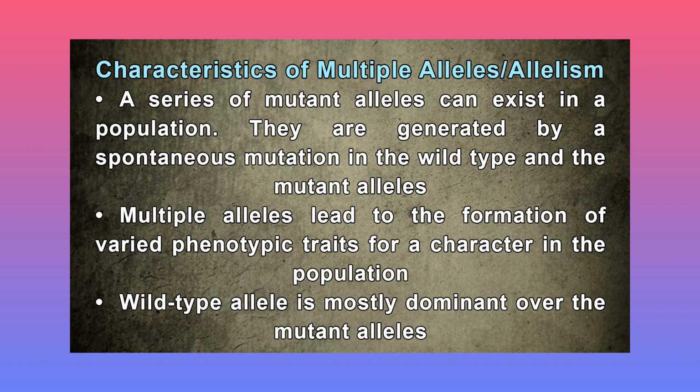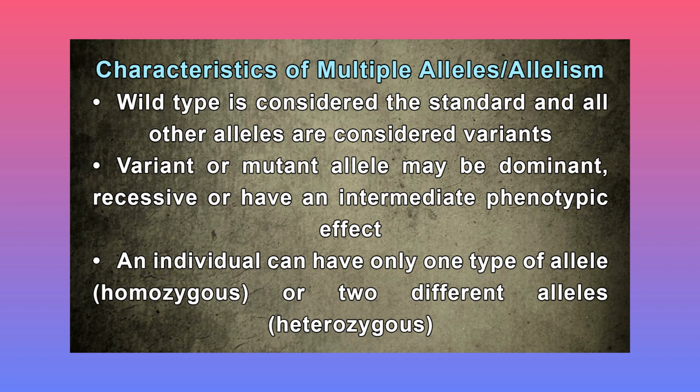Multiple alleles lead to the formation of varied phenotype traits for a character in the population. The wild type allele is mostly dominant over the mutant alleles. The wild type is considered the standard and all other alleles are considered variants. The variant or mutant allele may be dominant, recessive, or have an intermediate phenotypic effect. An individual can have only one type of allele, that is homozygous, or two different alleles, that is heterozygous.